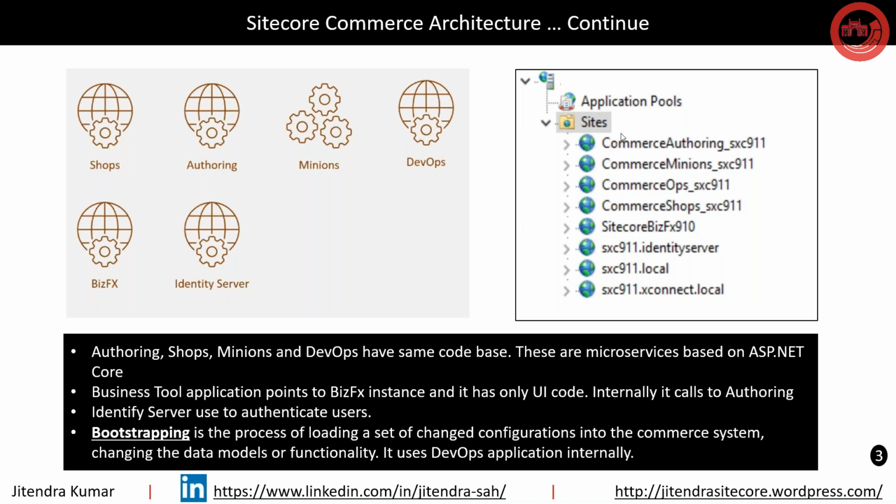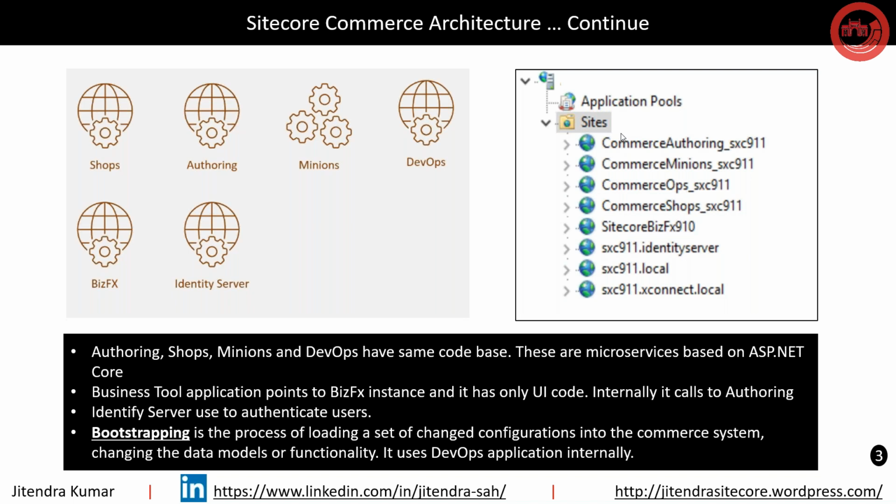Then we have minions. Minions is nothing but a kind of scheduler for commerce related activity. It gets invoked at a certain interval, and you can configure that interval. So that is the minion. DevOps is for maintenance, or cleanup kind of activity.